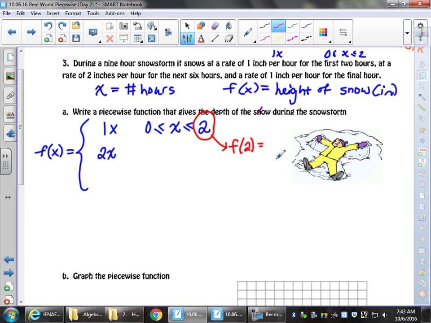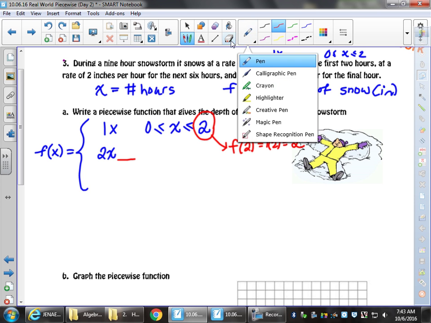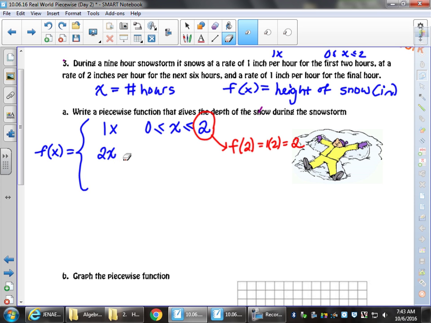So I'm going to give people a chance to look at what I just did. To figure out what initial value is going to go right here, we're going to take our upper restriction on the last piece, which is, in this case, hour 2, and figure out how much snow is on the ground at hour 2. So f of 2 would be 1 times what? 1 times 2 equals 2, which is how I now know this piece is not just 2x, it's 2x plus what? Very good.